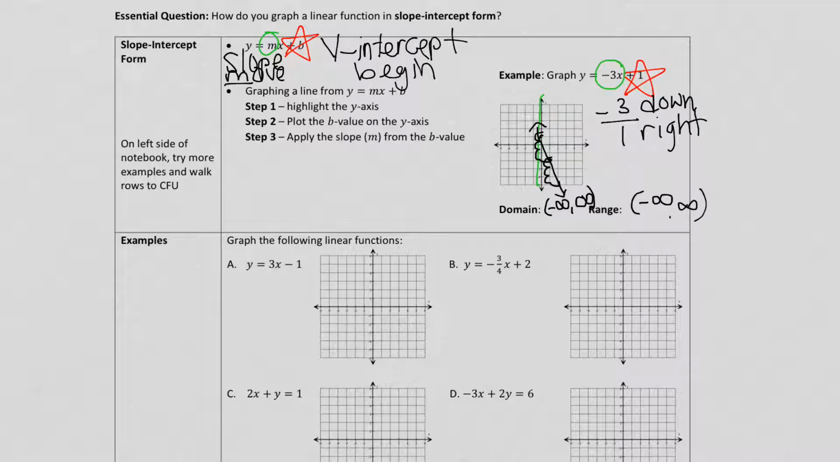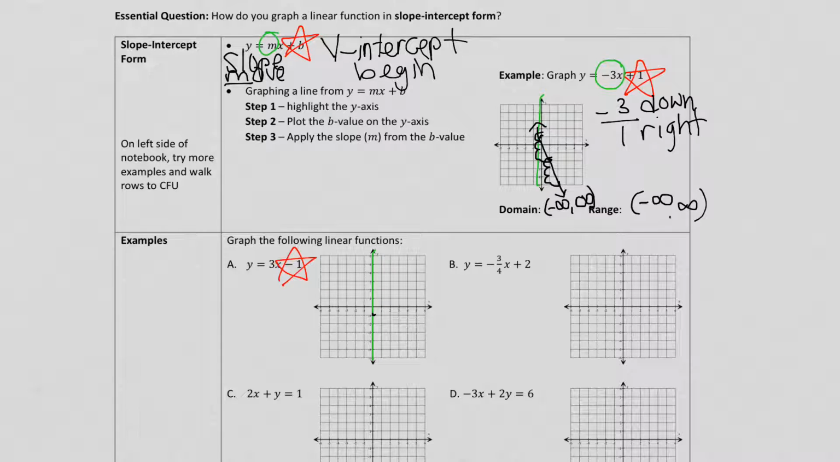Okay, so now we're going to start on a couple examples. Again, we're doing the same steps. We're going to graph the following linear functions. Our first step on example A is going to be highlight the y-axis, which is right here. Next, I'm going to plot my b value on the y-axis, and again, that's a red star. It's a 1, but this time it's a -1. So on my y-axis, I'm going to go to the -1 and plot my b value.